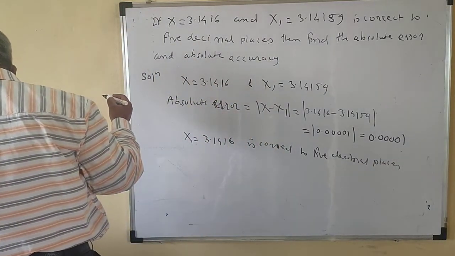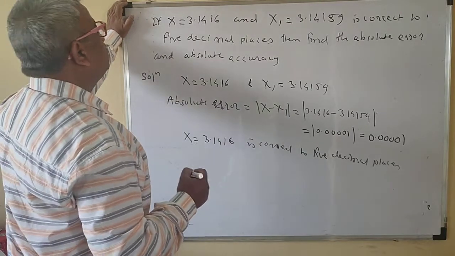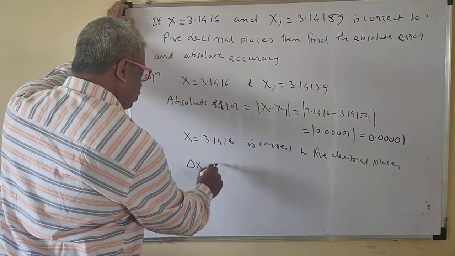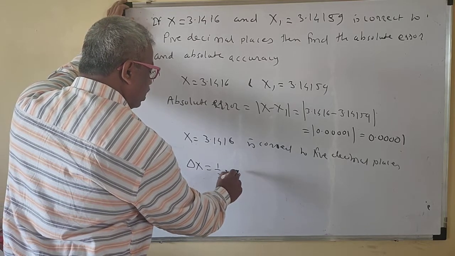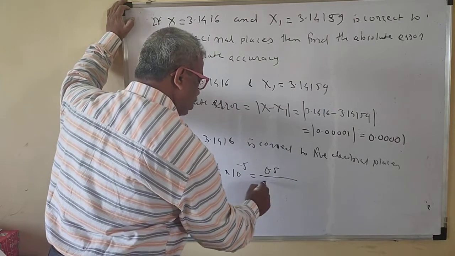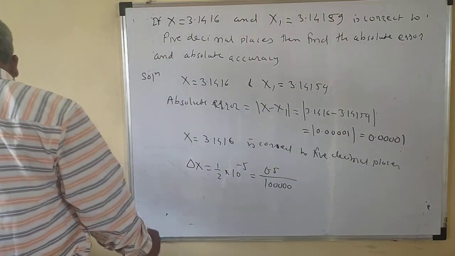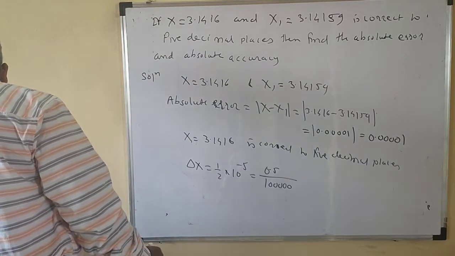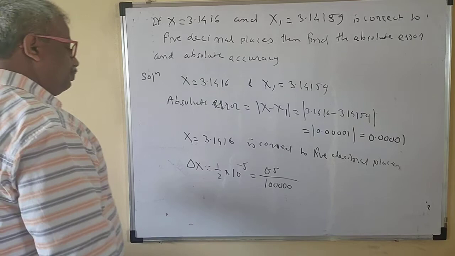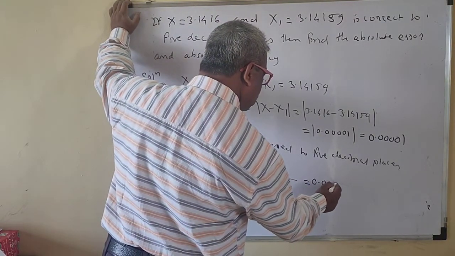5 decimal places. Okay, is correct to 5 decimal places. So therefore, delta x is 1/2 into 10 raised to minus 5. So this is 0.5. 10 raised to 5 means there are 5 zeros. So this is what then? 0.00000 5.